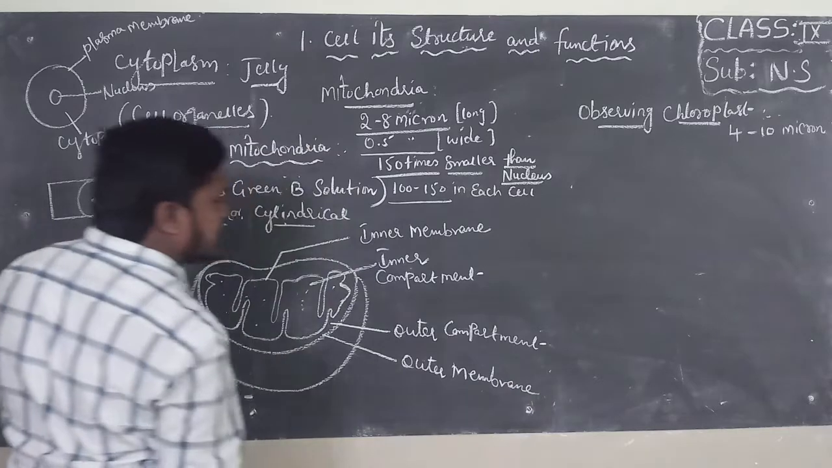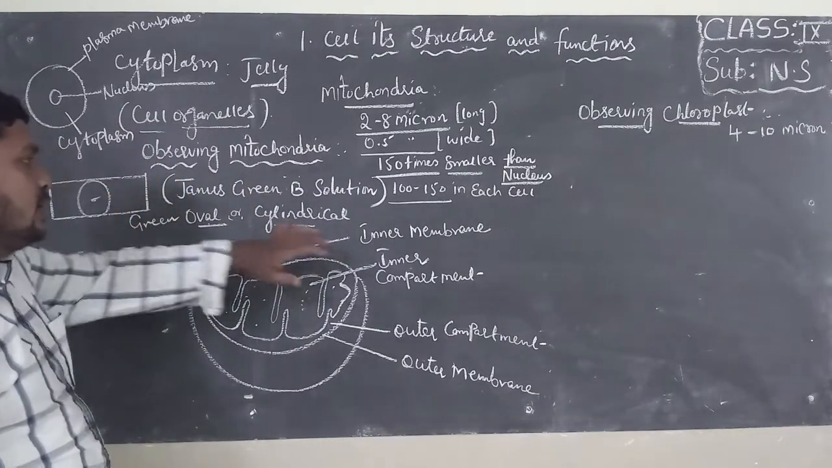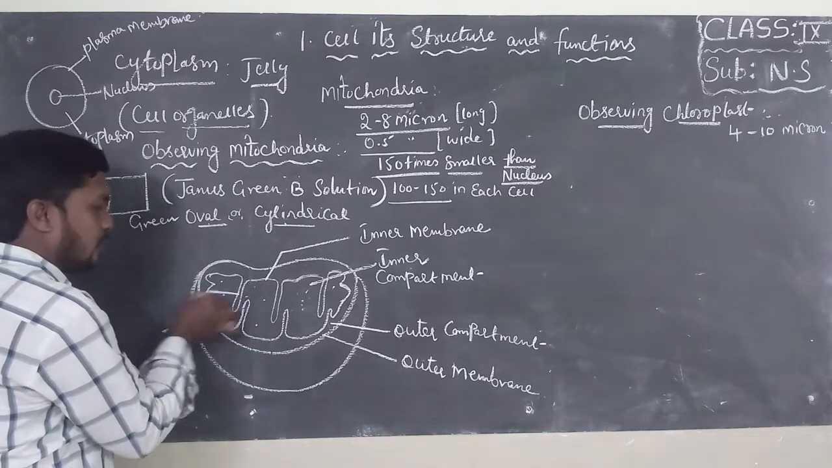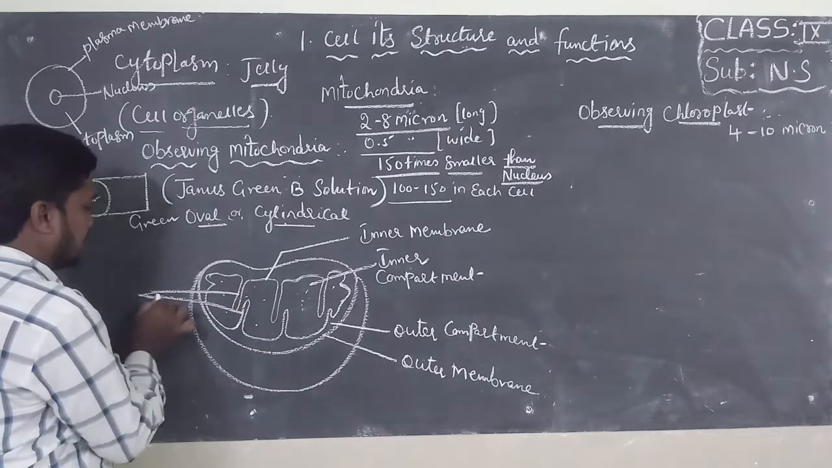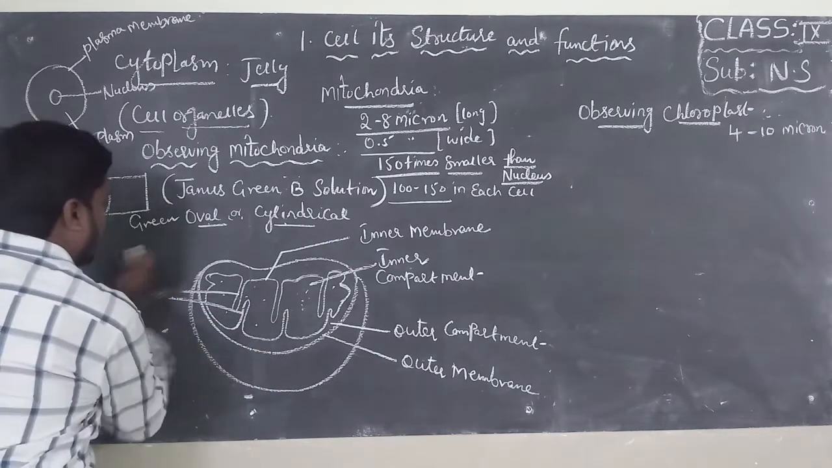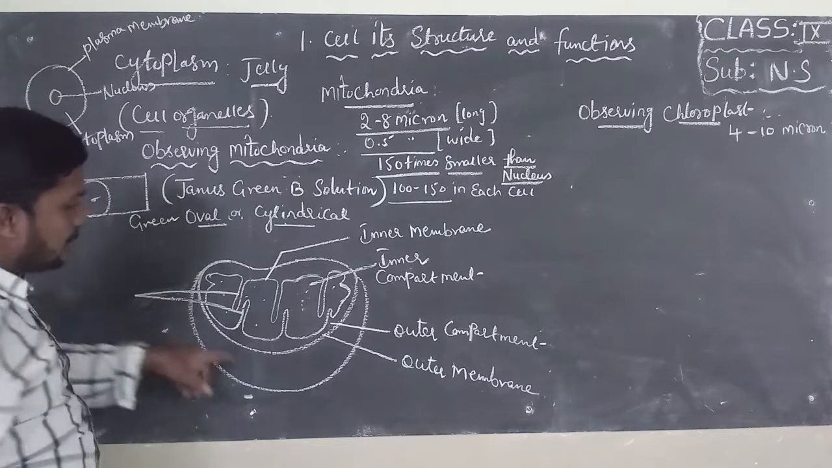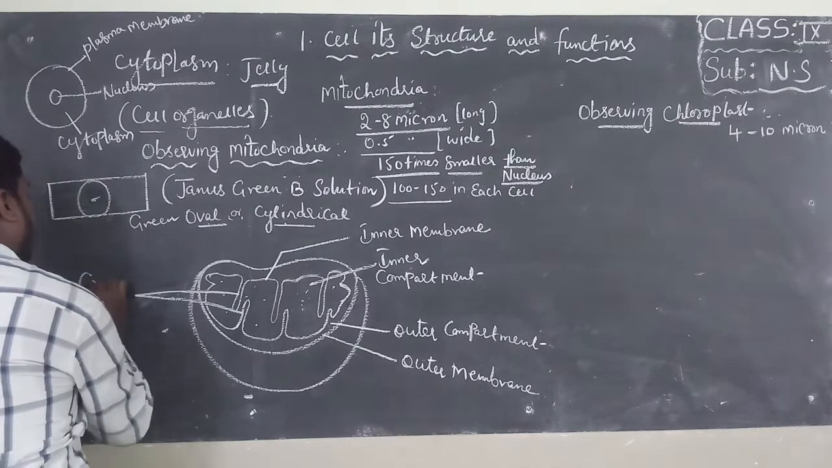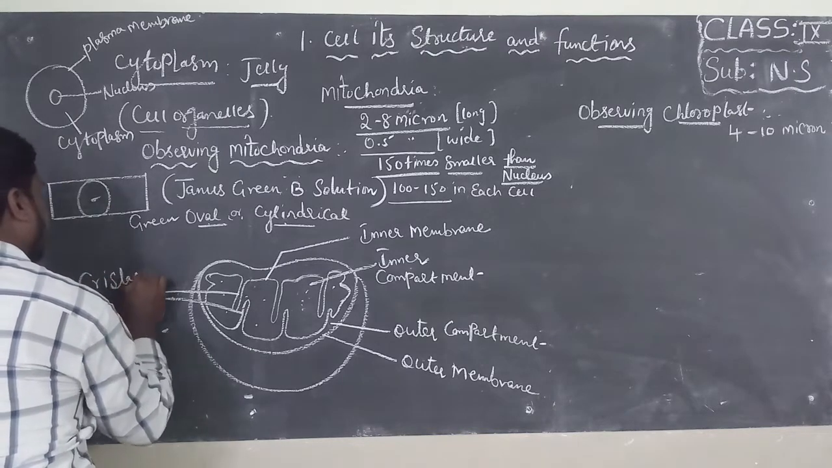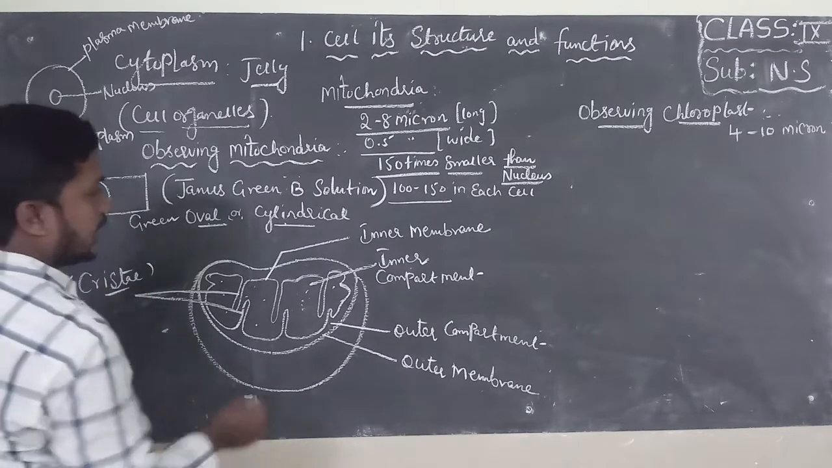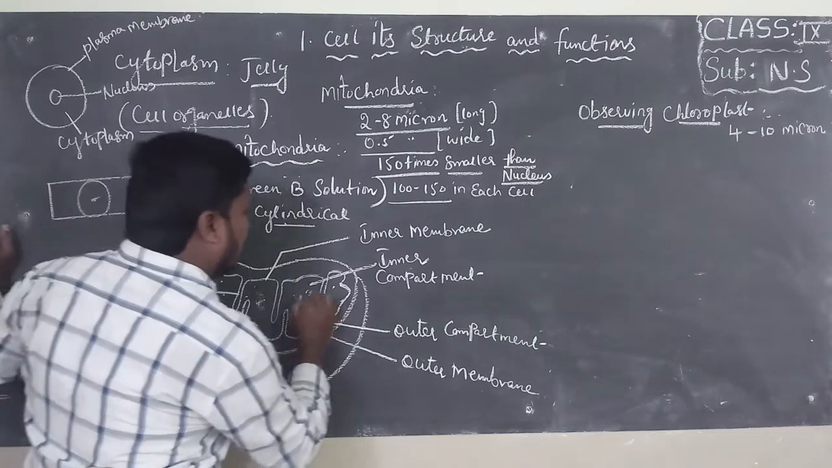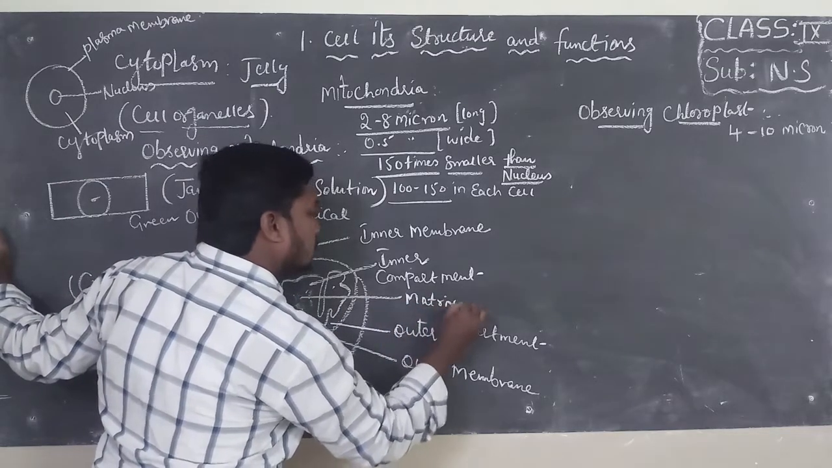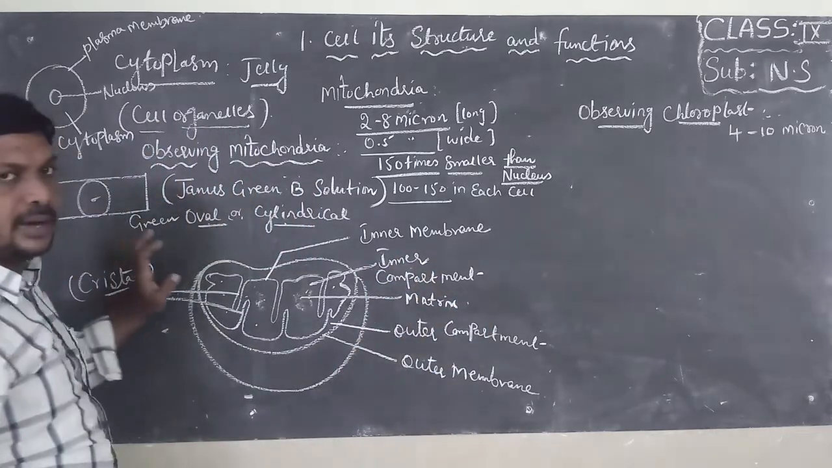What is the major difference between the inner membrane and the outer membrane? The inner membrane has several folds like finger-like projections, but the outer membrane will be smooth. In the inner membrane, we can find several finger-like projections called cristae. The inner compartment is filled with a fluid called matrix. So these are the parts of mitochondria.